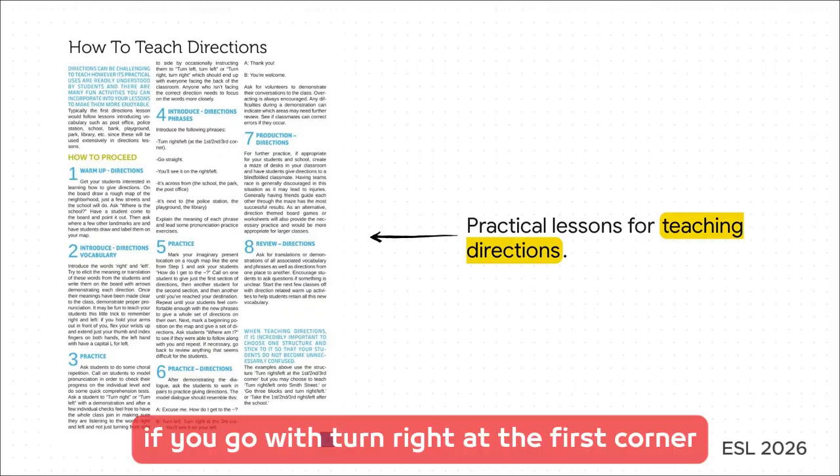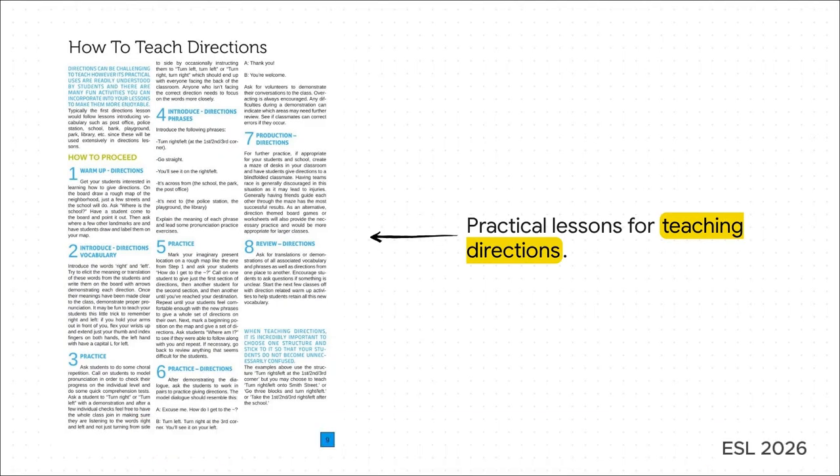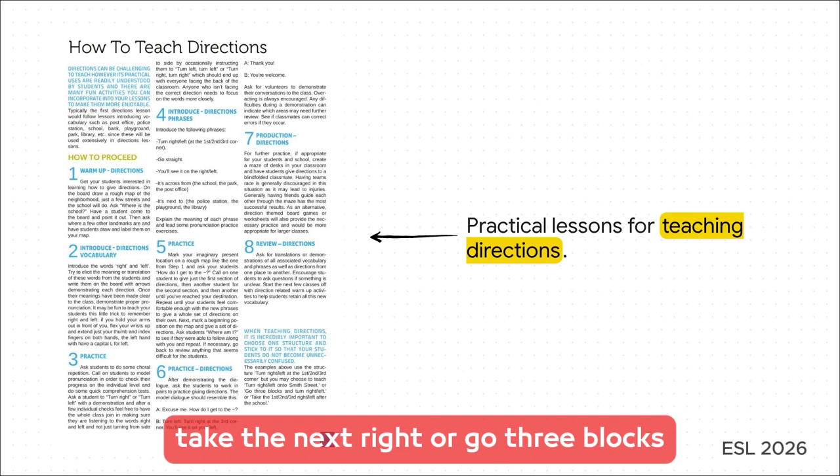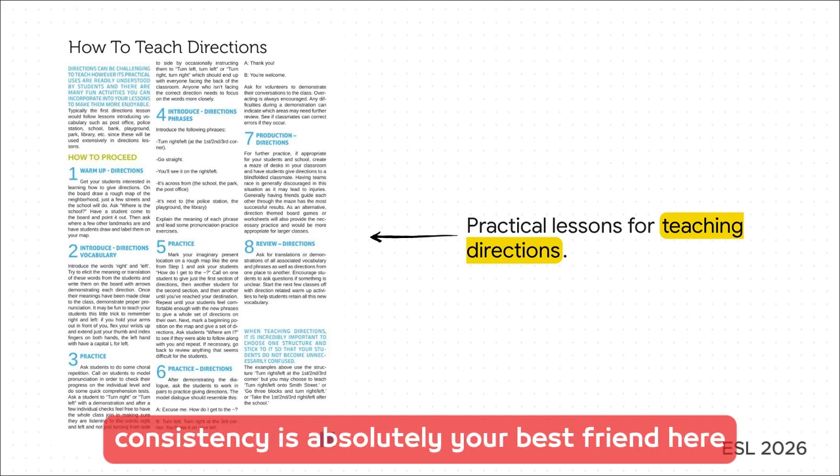For example, if you go with turn right at the first corner, stick with that exact format. Don't suddenly throw in take the next right or go 3 blocks. Consistency is absolutely your best friend here.